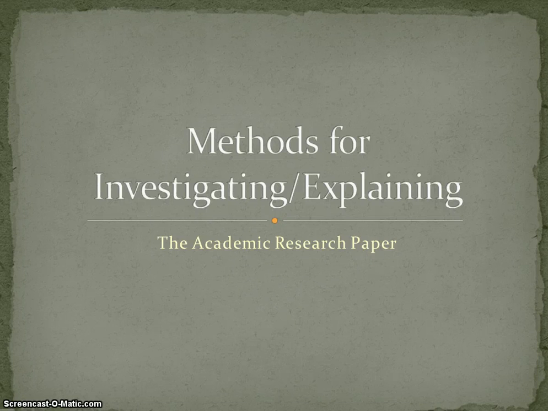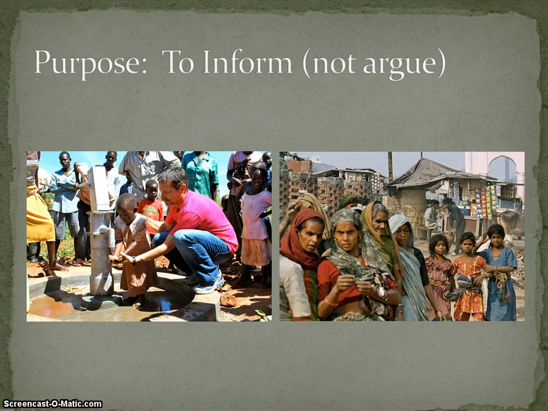Hi folks, the purpose of this brief mini lecture is to orient you to some more specific methods that you can use in the academic research paper. Essentially, what we're going to do is talk about some methods of investigating and explaining, and review the general structure of what a research paper should be and the types of things that I'm going to be looking for in that paper.